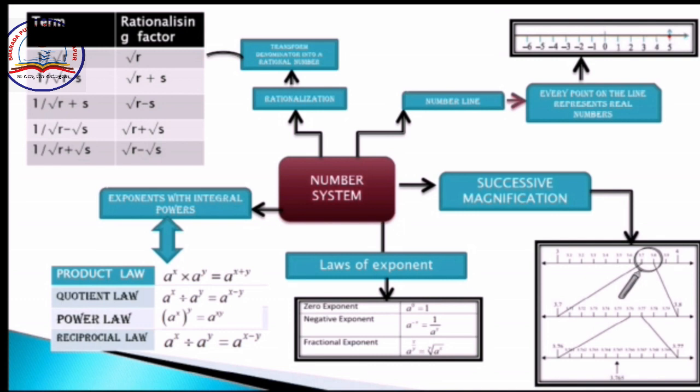We can see the table in which we can rationalize the denominator. For example, to rationalize the denominator of 1 divided by root r plus s, we multiply this by root r minus s divided by root r minus s, where r and s are integers.